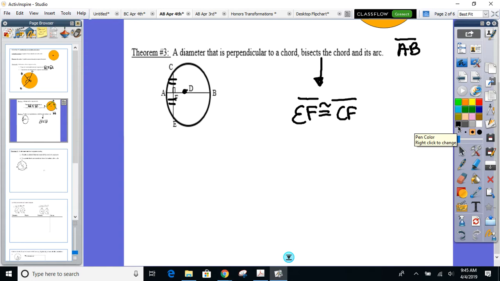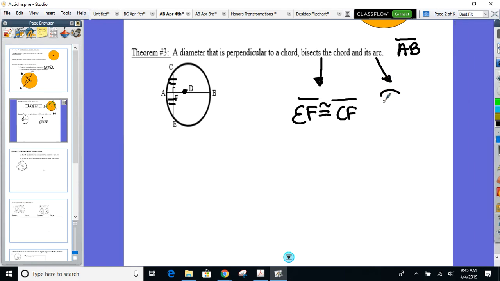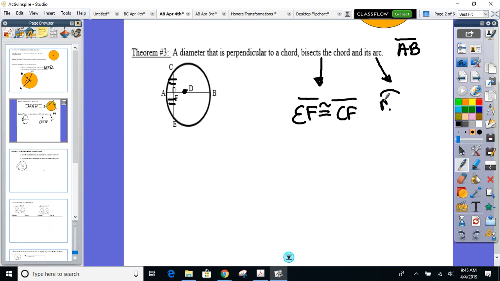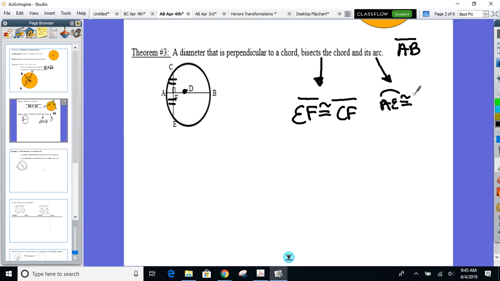Calm down. And not only is the chord getting bisected, what else gets bisected? The arc. So now we know that arc AE is congruent to arc AC. Okay? The main piece is the chord getting bisected. That's where we're really going to use this theorem, is that the chord gets bisected.